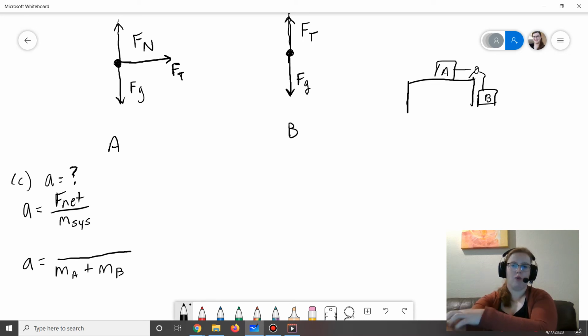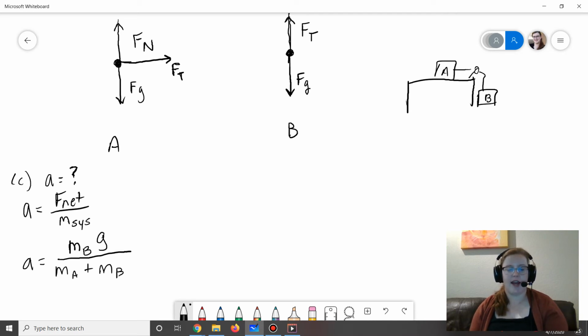If A rolls off the table, it's going to be dragged down. Force of gravity acts in the same direction for both, and that's what causes the acceleration of the block system. So our net force is, if you write something like this, and you don't explain it, you're still going to get full points for that.